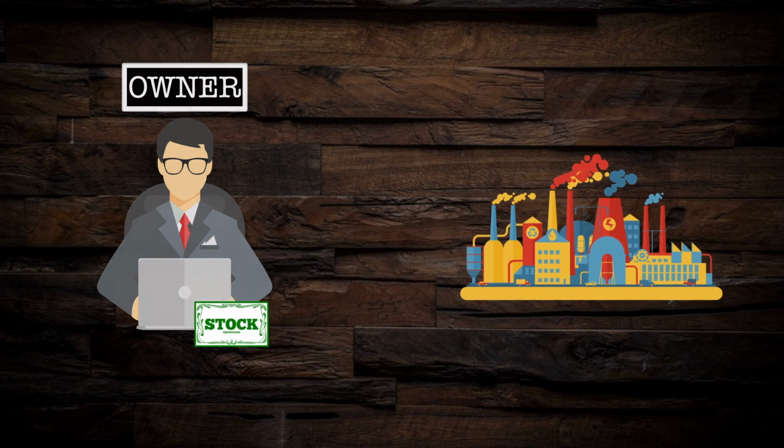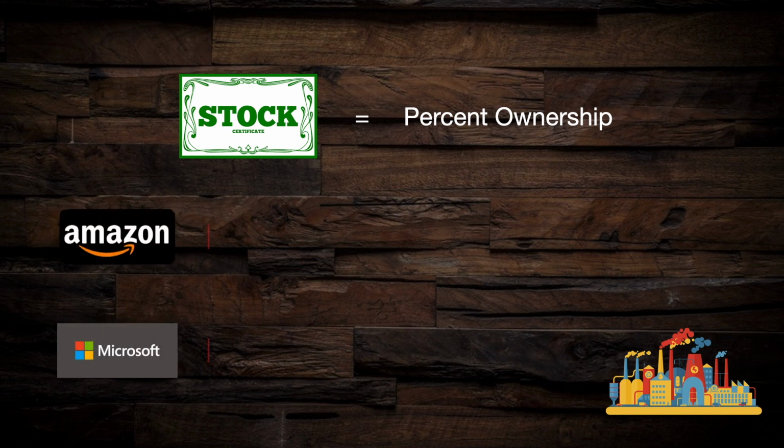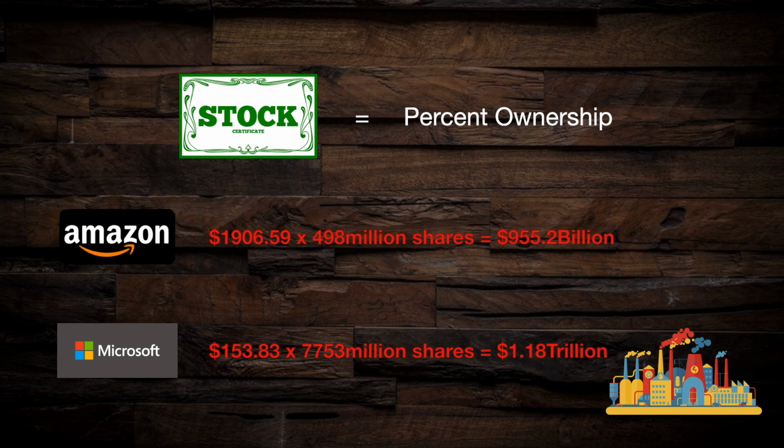Since one share of stock represents a defined percentage of ownership in a company, the value of that share of stock is directly related to the total value of that company. You can calculate the total market value of a company by multiplying the share price by the number of issued shares. Now, there's no standard number of shares a company can issue, so this ends up being one of the biggest factors that causes the share prices of different companies to vary so wildly.